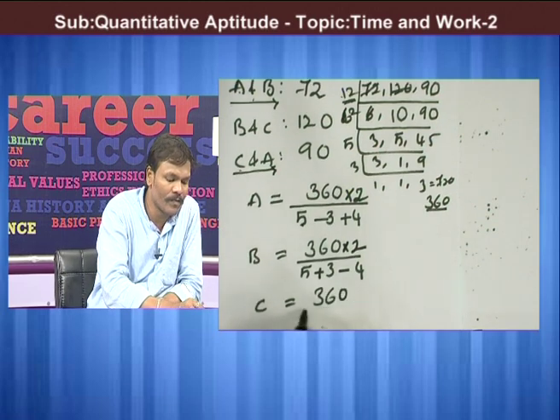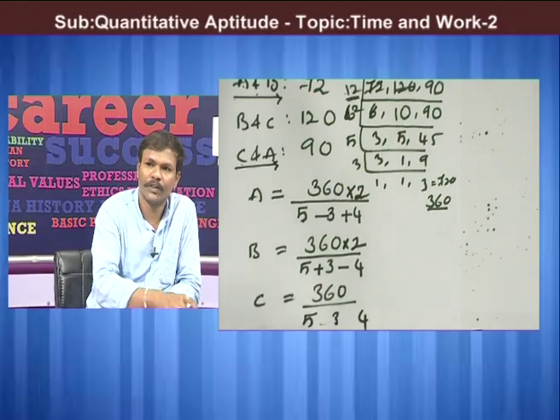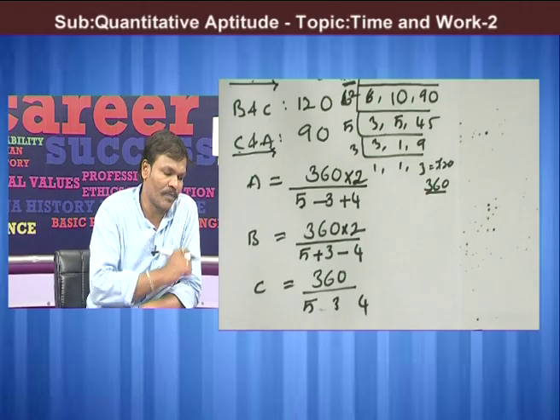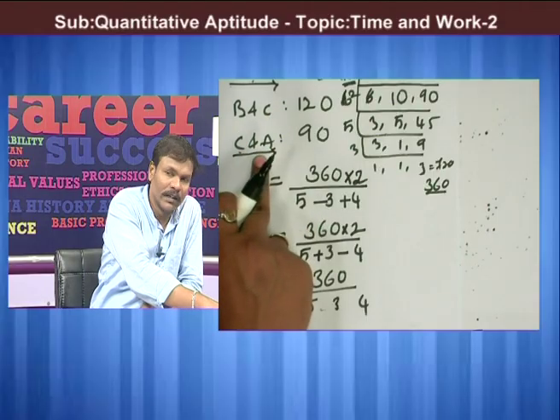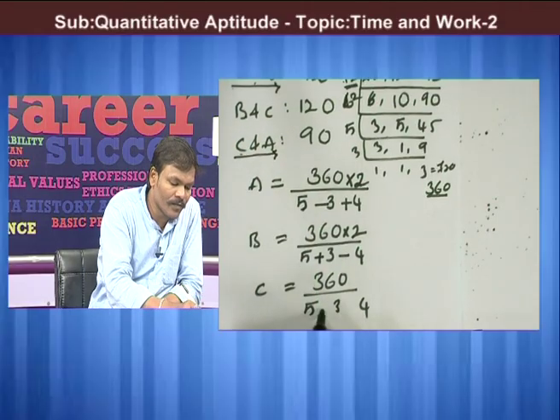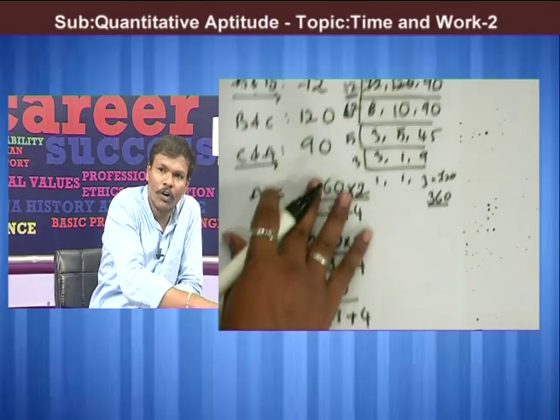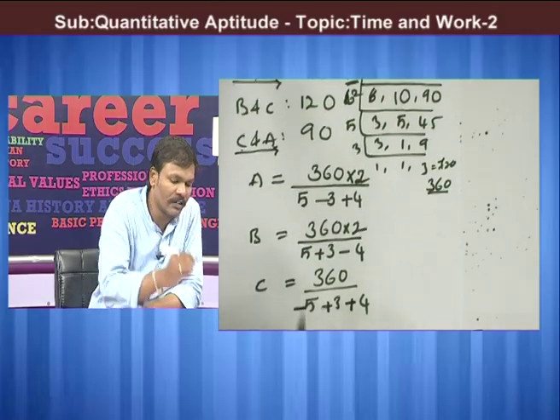360 by 5, 3, 4, 5, 3, 4. Now we take C, where we have the C, that is positive. The second value has C, the third value has C, positive, positive. In the first value there is no C, so it is minus.